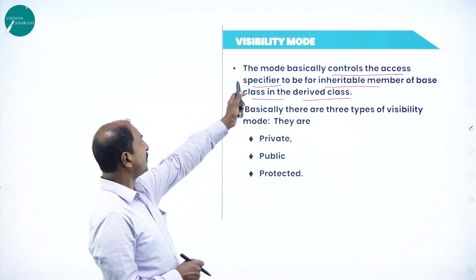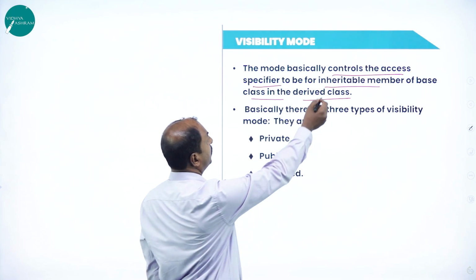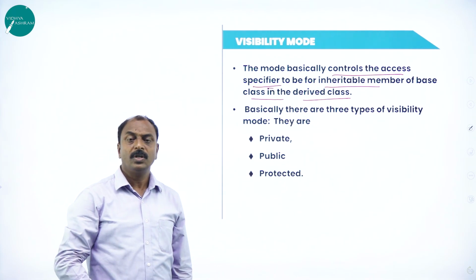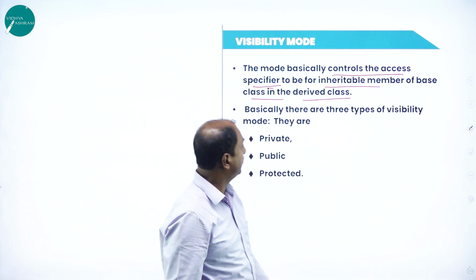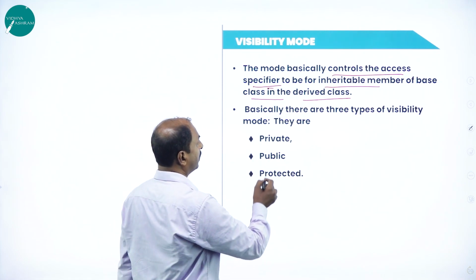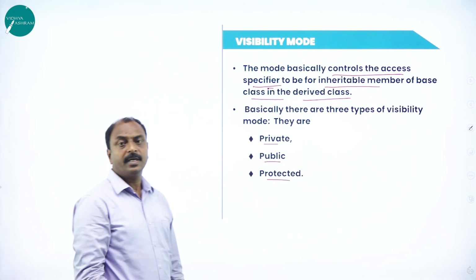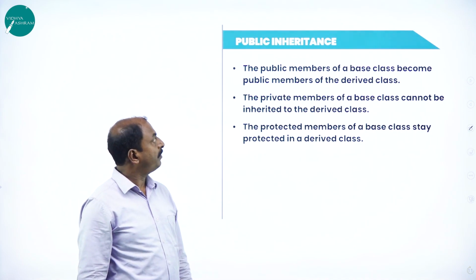Similarly, here we use the word visibility mode. So it is going to control the access to the derived classes. There are three types of visibility mode: private, public, and protected. Now let us see the definition of these one by one.